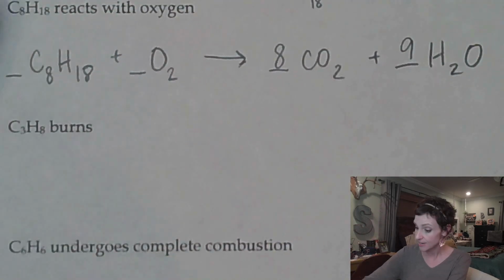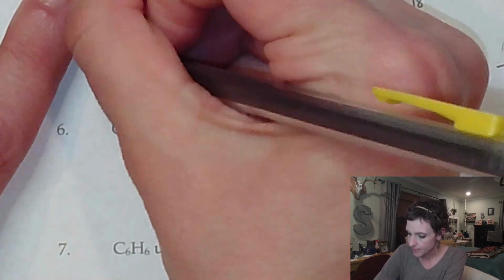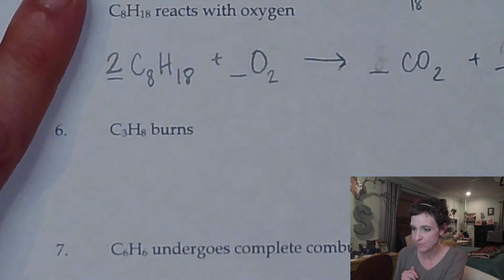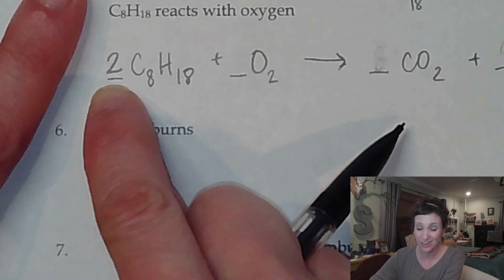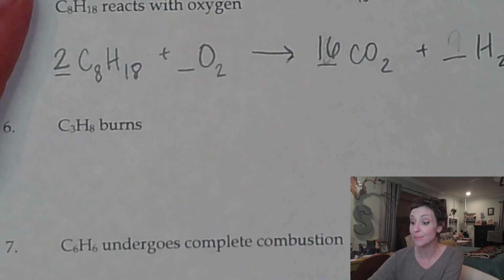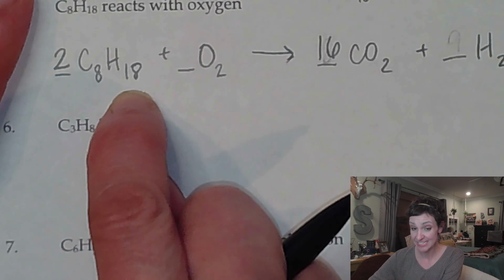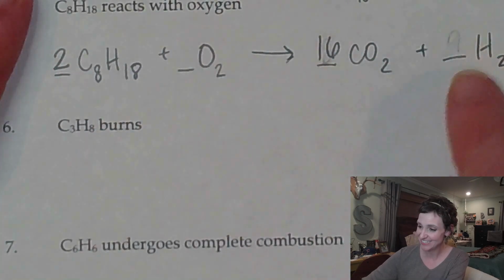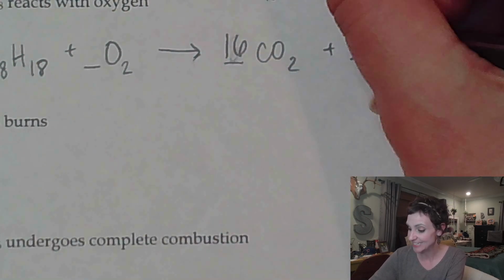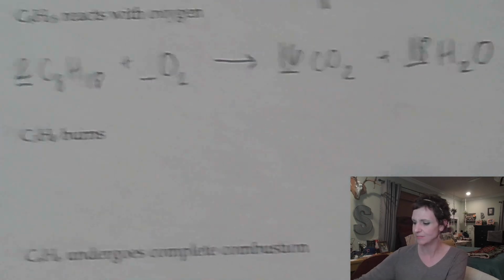Go start over. Get rid of your 8. Get rid of your 9. So I got a 2. Let's see what we do now. I have 16 carbons. So I will do 16 carbons in my 16 carbon dioxide molecules. 2 times 18 is, oh boy, 36, right? So if I need 36 hydrogens, that just means I put an 18 in front of the water, because 18 times 2 is my 36. I'm really hoping that's right, or else I'm going to seem really silly. I think that's right. Okay.